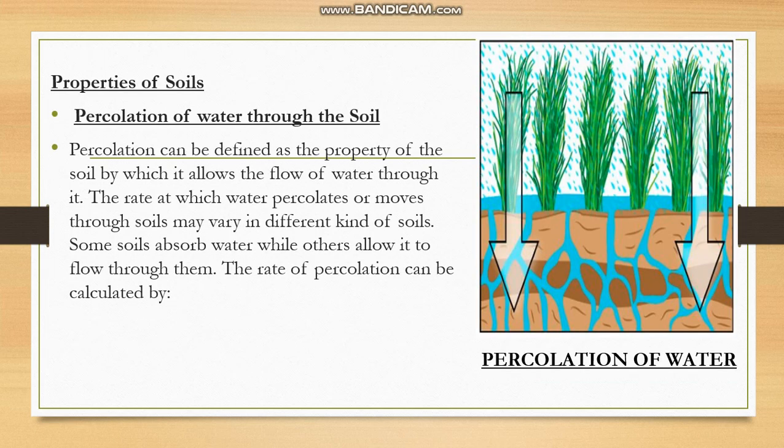Next is a property of soil, that is percolation of water through soil. Percolation can be defined as a property of the soil by which it allows the flow of water through it. How are we able to find out the percolation rate? Percolation rate in ml per minute is equal to the amount of water in ml divided by the percolation time in minutes. The rate at which the water percolates through the soil may vary in different kinds of soil.